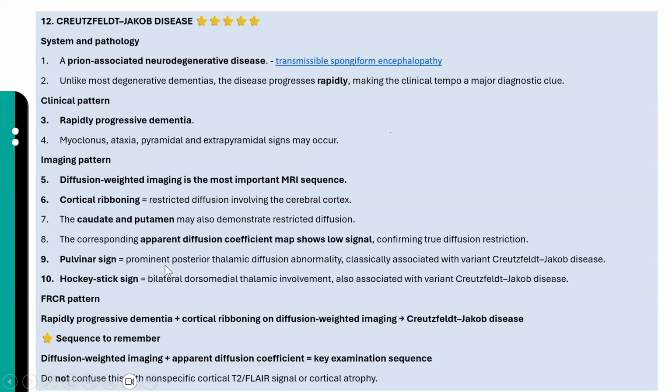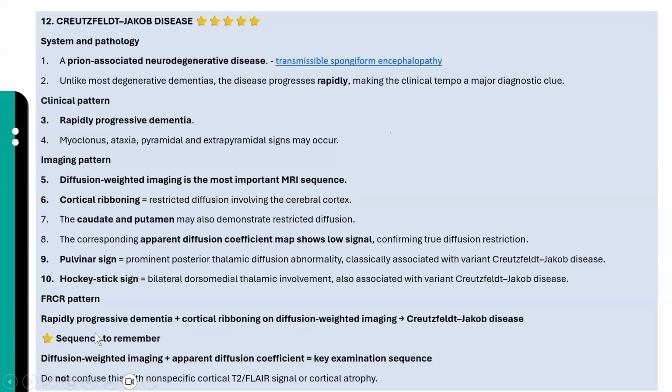Pulvinar sign is due to prominent posterior thalamic diffusion abnormality that is seen in one variant, and hockey stick sign is due to bilateral dorsomedial thalamic involvement. The thalamic involvement will show two signs, pulvinar and hockey stick sign.